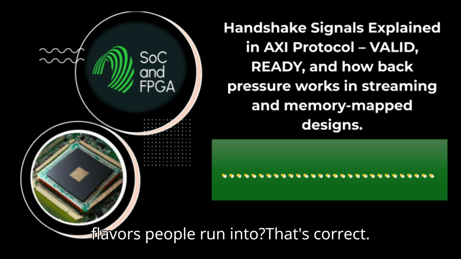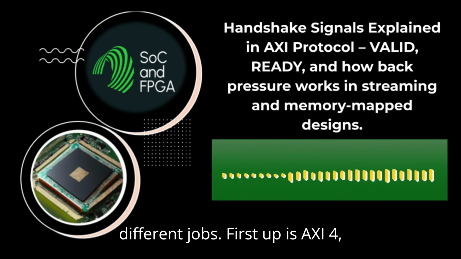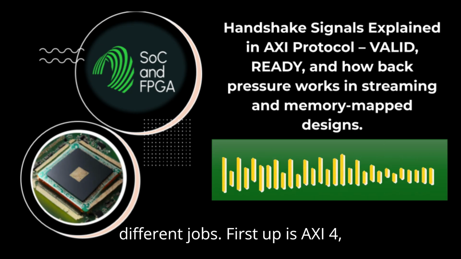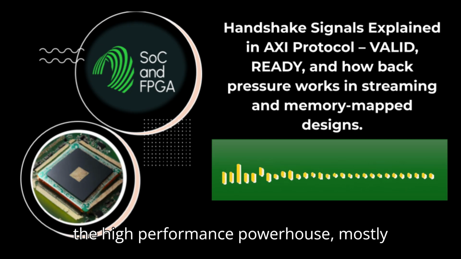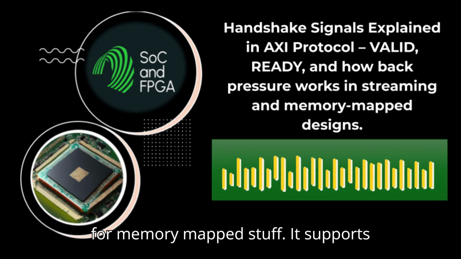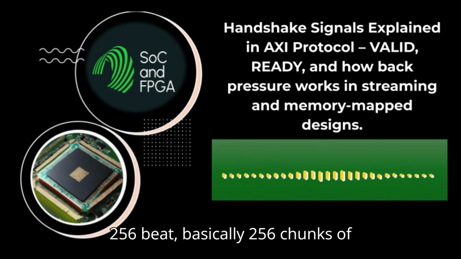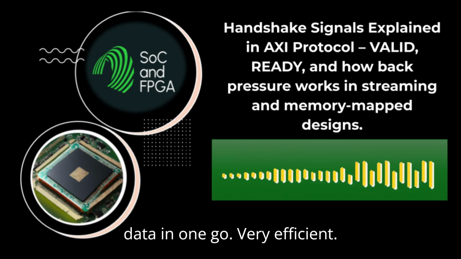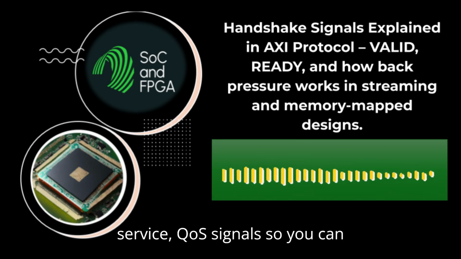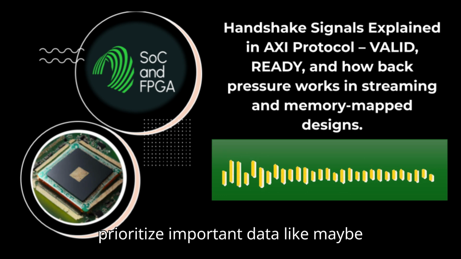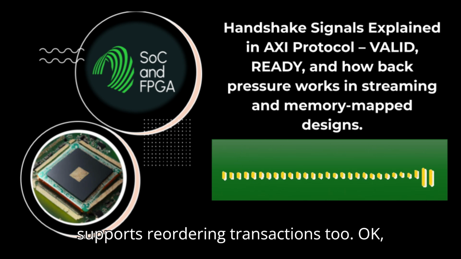What are the main flavors people run into? That's correct. There are a few key variants tailored for different jobs. First up is AXI4, sometimes called full AXI. This is the high-performance powerhouse, mostly for memory-mapped stuff. It supports these things called burst transfers, up to 256 chunks of data in one go. Very efficient. AXI4 also has features like quality of service, QoS signals, so you can prioritize important data like maybe video over less critical stuff. And it supports reordering transactions too.